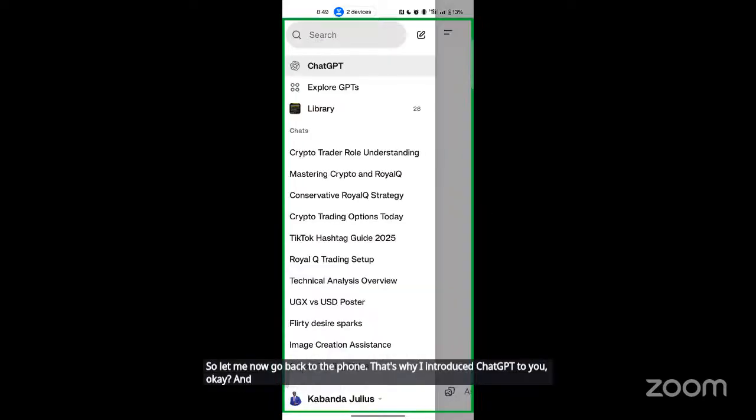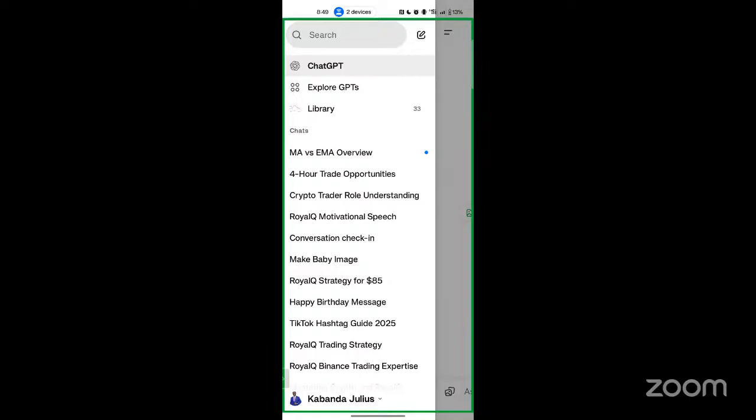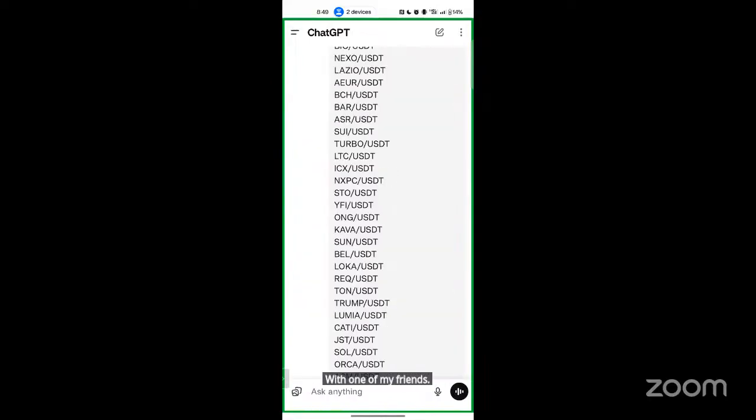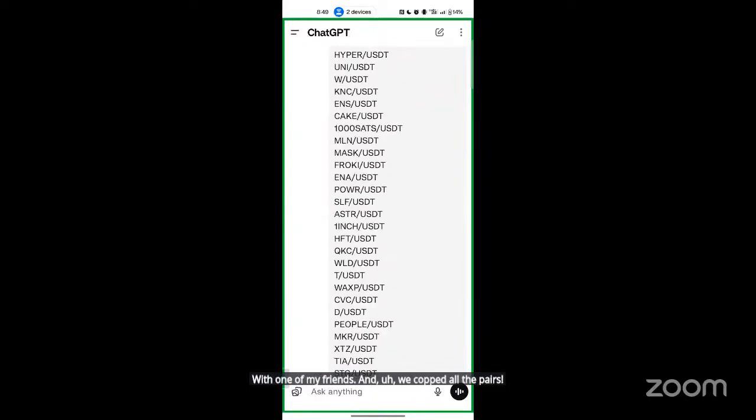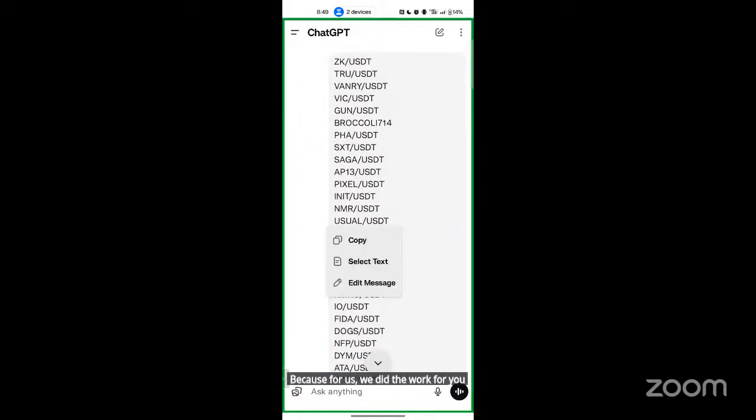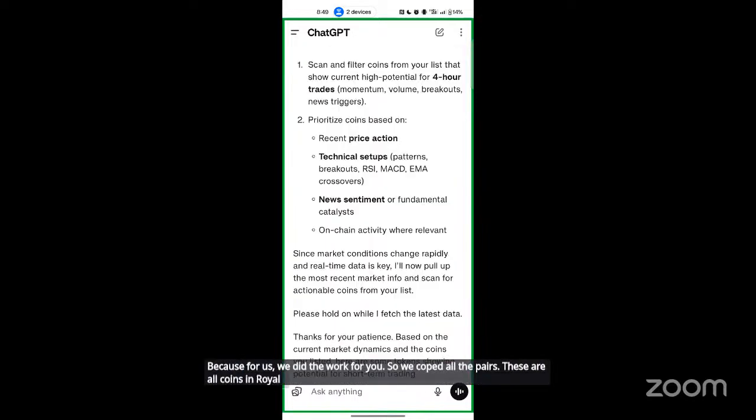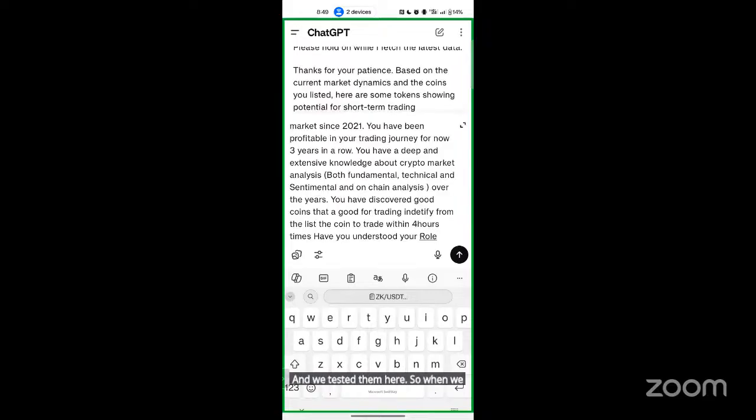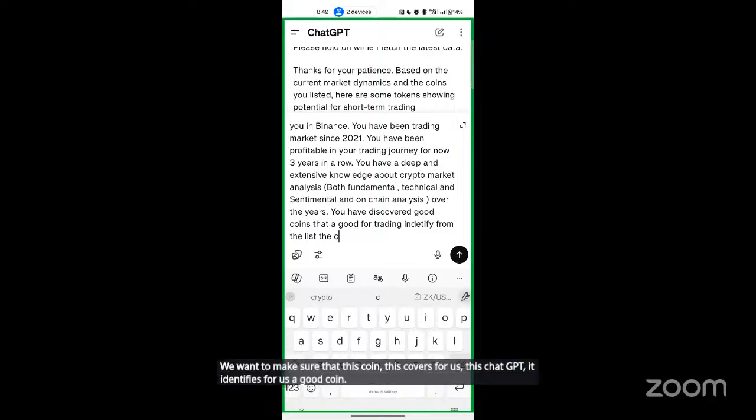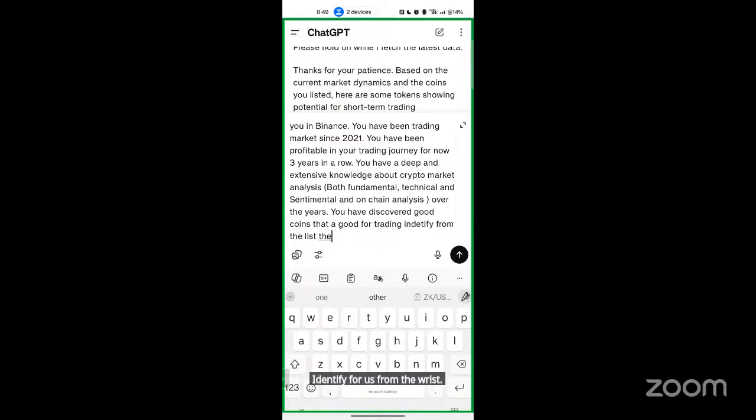What I did, I went to my Royal Q with one of my friends, and we copied all the pairs that exist in Royal Q. And I'm going to give it to you for free. You don't need to copy, because we did the work for you. These are all coins in Royal Q, and we pasted them here. When we paste, we want to make sure that ChatGPT identifies for us a good coin from the list above, to maximize today.